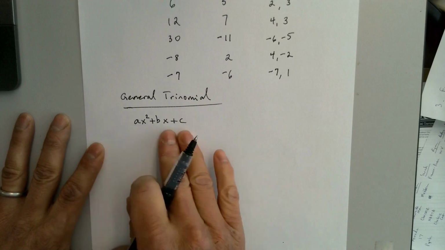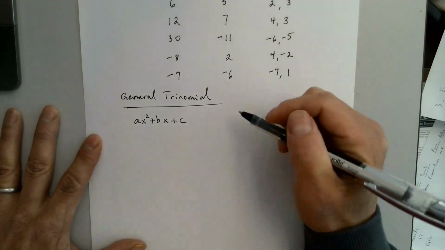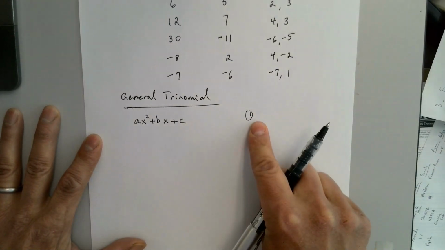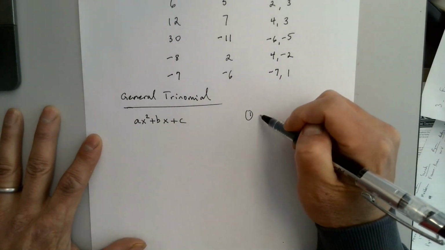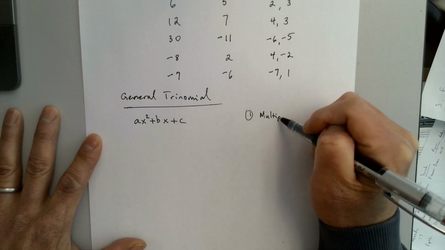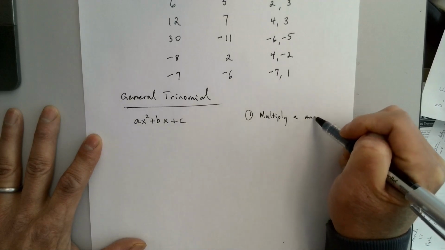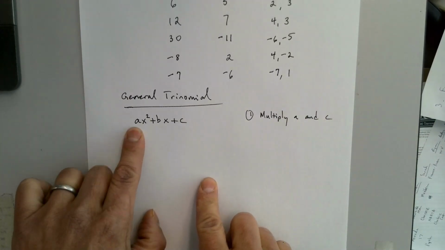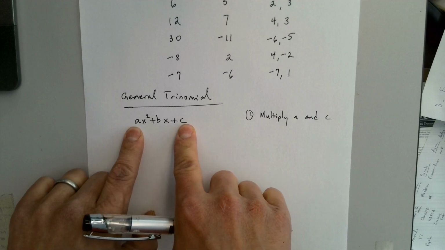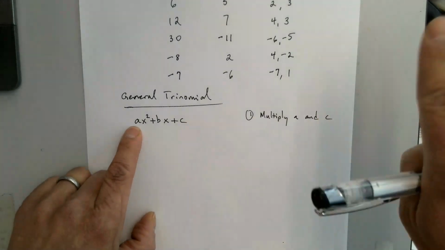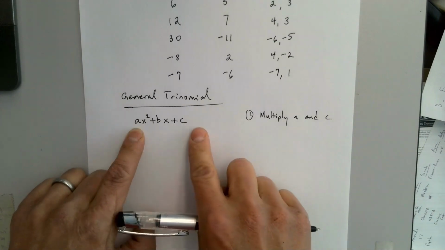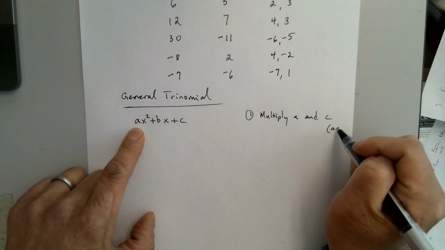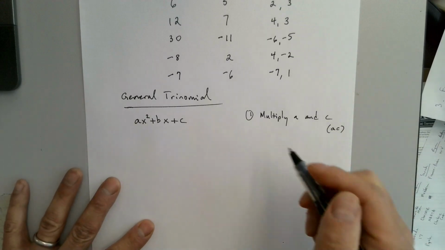So to factor a general trinomial, I'm going to start a list of steps here. The first thing we do is multiply A and C. So that means the coefficient here and the constant here. And we do this on the side. So we find out what A times C is. Okay? So I'm just going to put in parentheses here, we get AC, whatever that is.